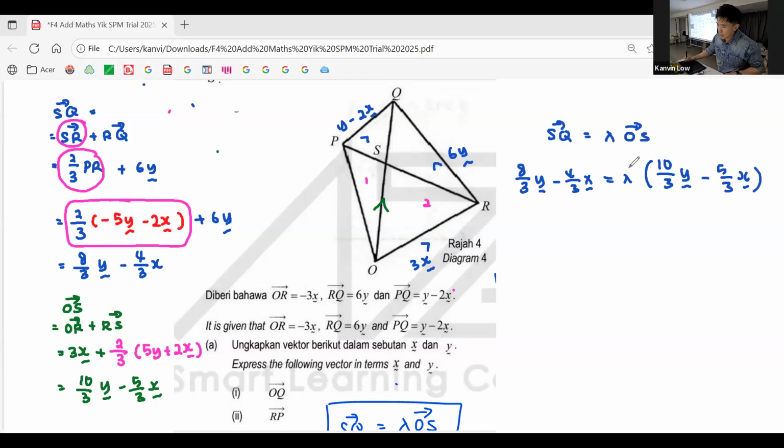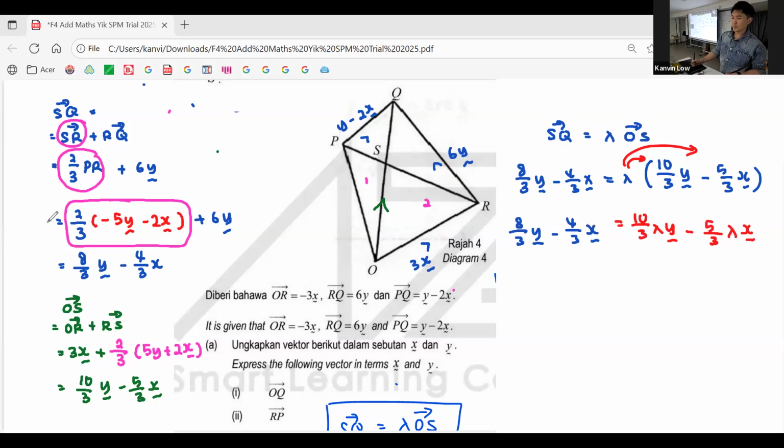Then you multiply the lambda inside. You will get 10 over 3 lambda Y minus 5 over 3 lambda X, equals to the one on the left. Lastly, what do we do? You compare, everyone. The Y is equal to the Y. So you write 8 over 3 equals to 10 over 3 lambda. So you move this to the left and then you divide. Press the calculator. You will get 8 over 3 divided by 10 over 3, so you will get 4 over 5.